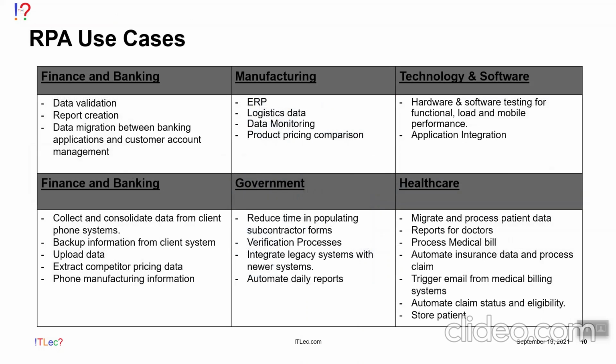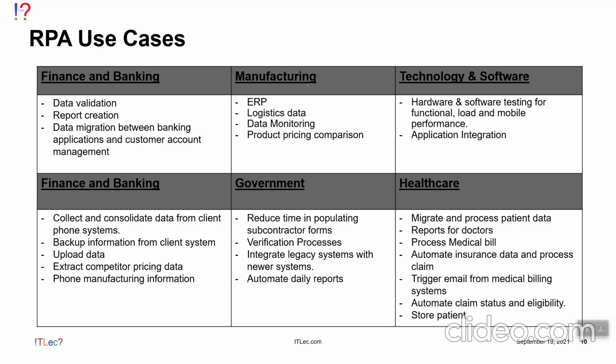Some RPA use cases in finance and banking: RPA can do data validation, report creation, data migration between banking applications, and customer account management. In manufacturing, we can do data monitoring and product pricing comparison between your product and competitors and the source or the vendor for your products and so on. In technology and software, you can use it for functional, load, and mobile performance testing and application integration.